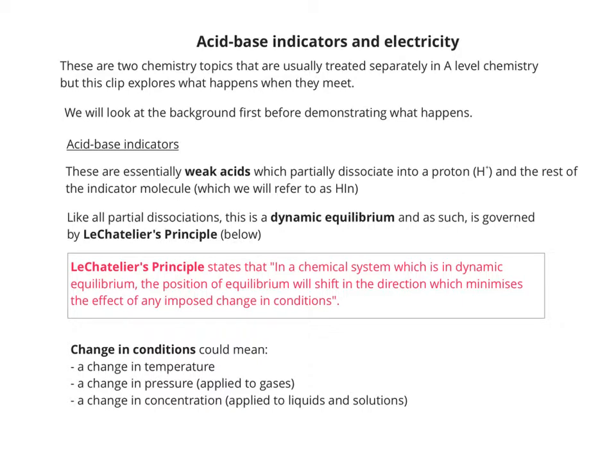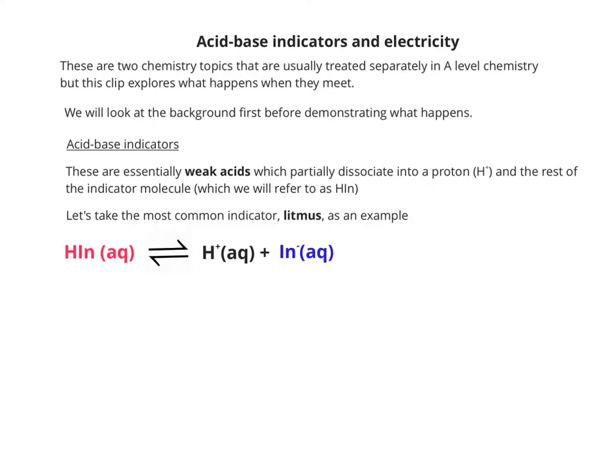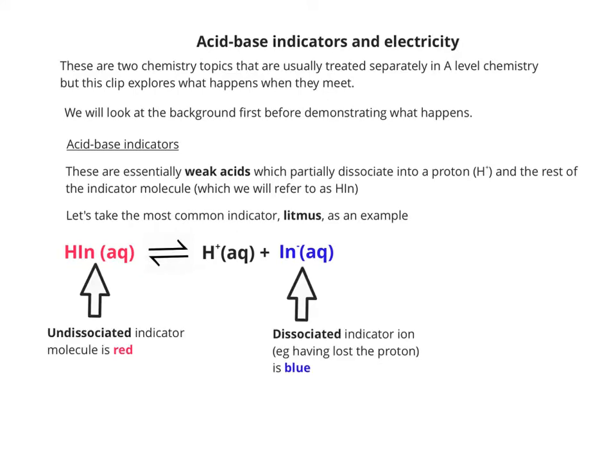Changing conditions could mean a change in temperature, a change in pressure if we're looking at a gaseous mixture, for example, or a change in concentration, which would be applied to a liquid, a solution, or maybe a mixture of liquids. So let's take the most common indicator, litmus, as an example. You'll see that I've color-coded my equation. If we look at the two colors, the undissociated indicator molecule is red, and the dissociated indicator ion, In minus, is blue.